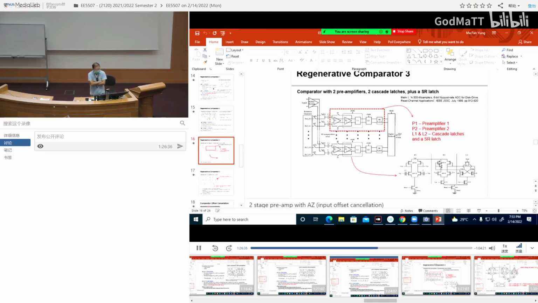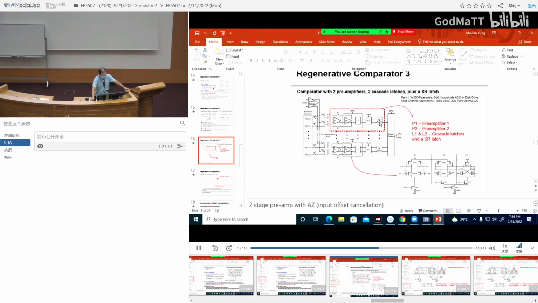Okay, this is the third example of a comparator. So now you can see from a high level point of view, here is your comparator. What is this? Two-stage preamp. Okay, first preamp, second preamp. And then two-stage latches, followed by a last SR latch which you saw previously.